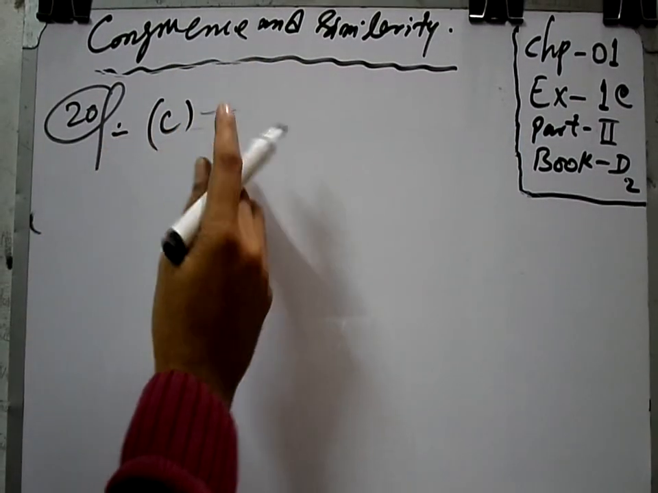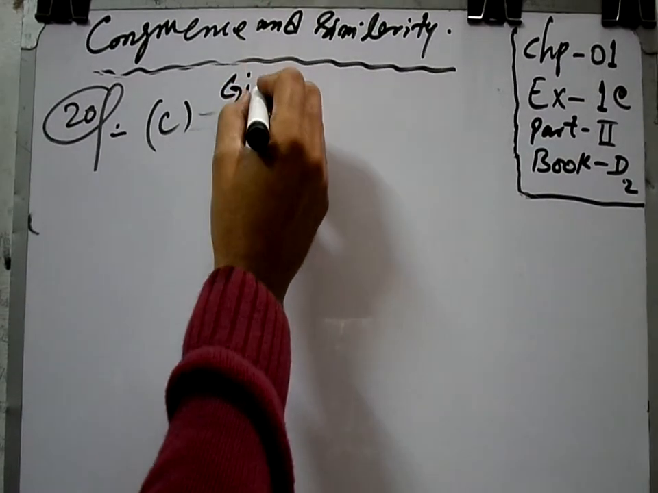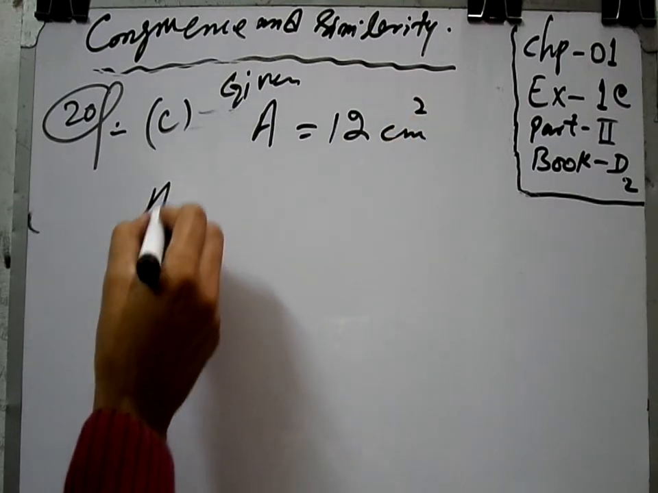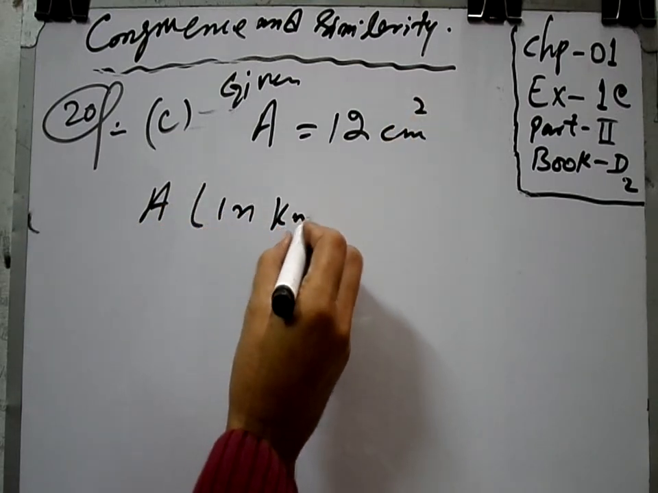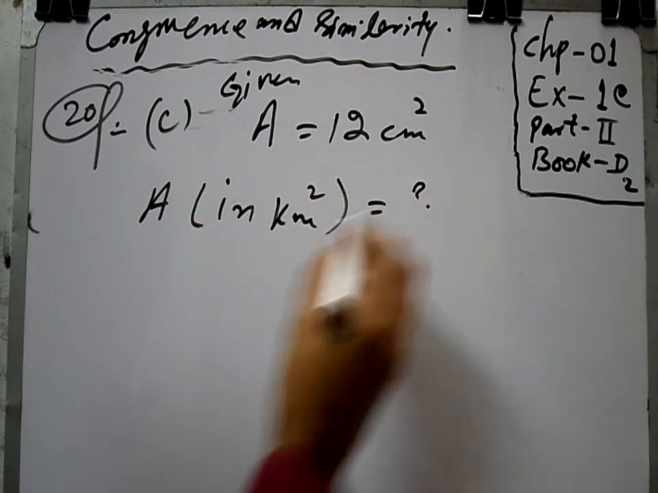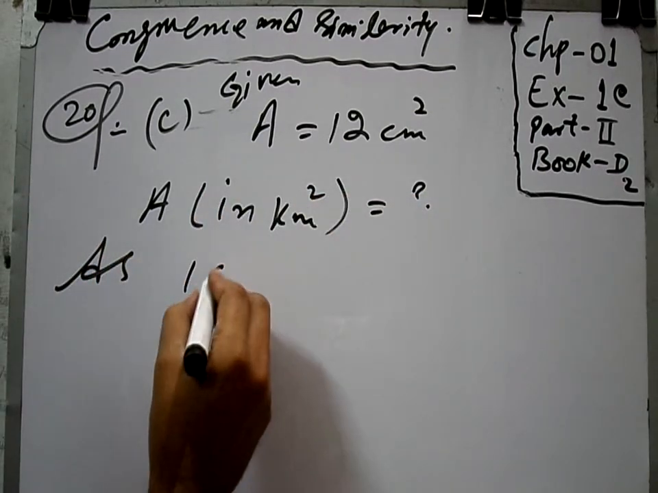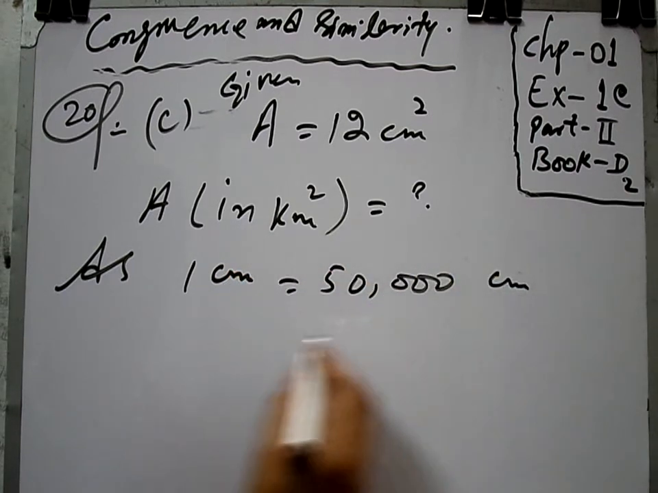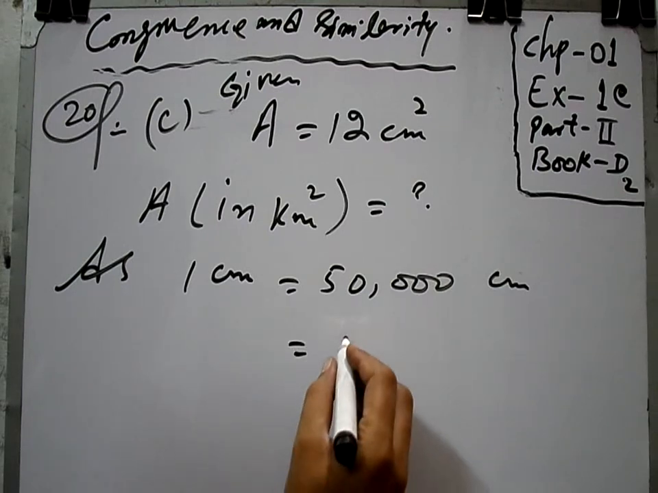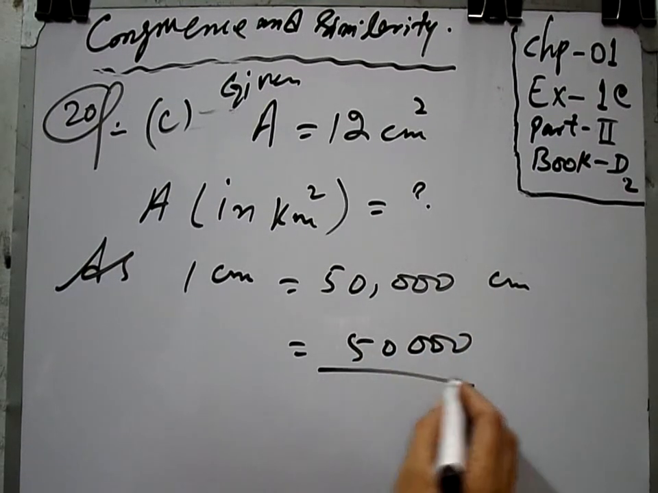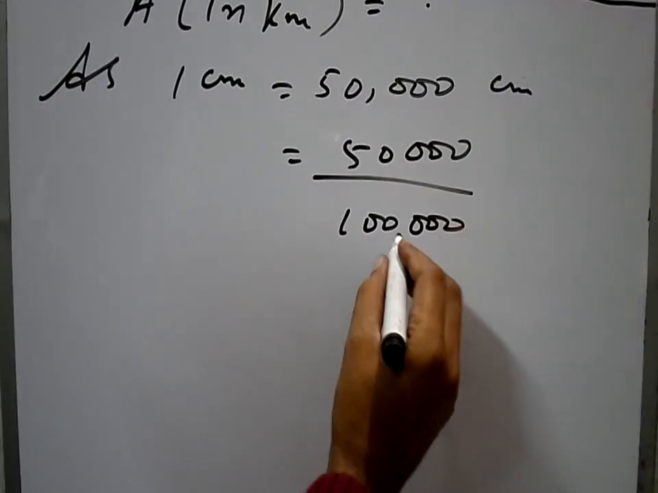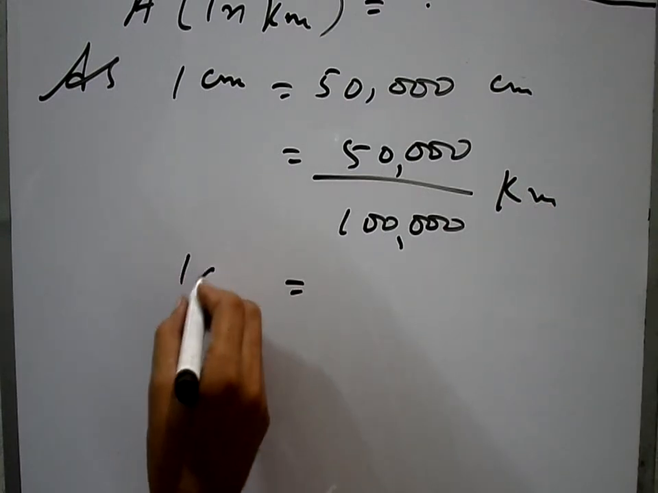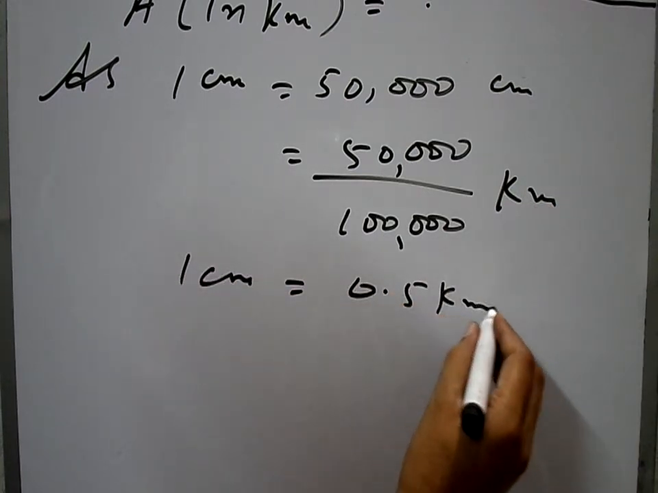C part, area is given, that is 12 centimeters square. We have to find the area in kilometers square, as 1 centimeter is equal to 50,000 centimeter. So we have to divide 50,000 by 100,000 to convert into kilometers. So 1 centimeter is equal to 0.5 kilometer.